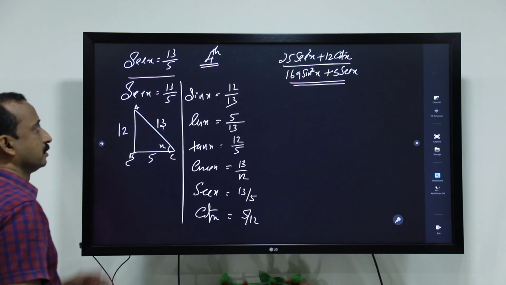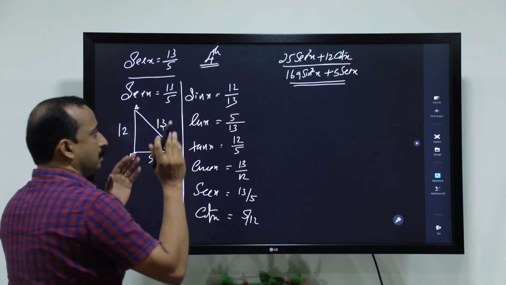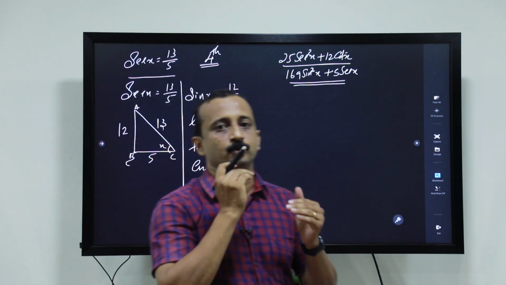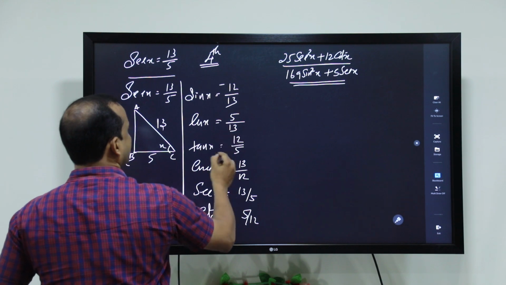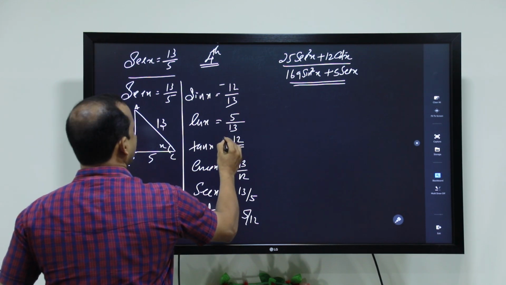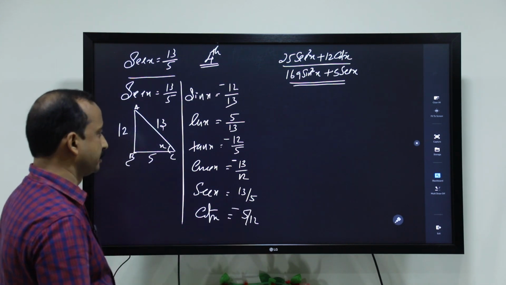You know our function lies in which quadrant? Fourth quadrant. All silver tea cups: C corresponds to cos, and its reciprocal sec are positive, that is, all others are negative. Cos is positive and sec is positive. Tan is negative, cosec is negative, and cot x is also negative.